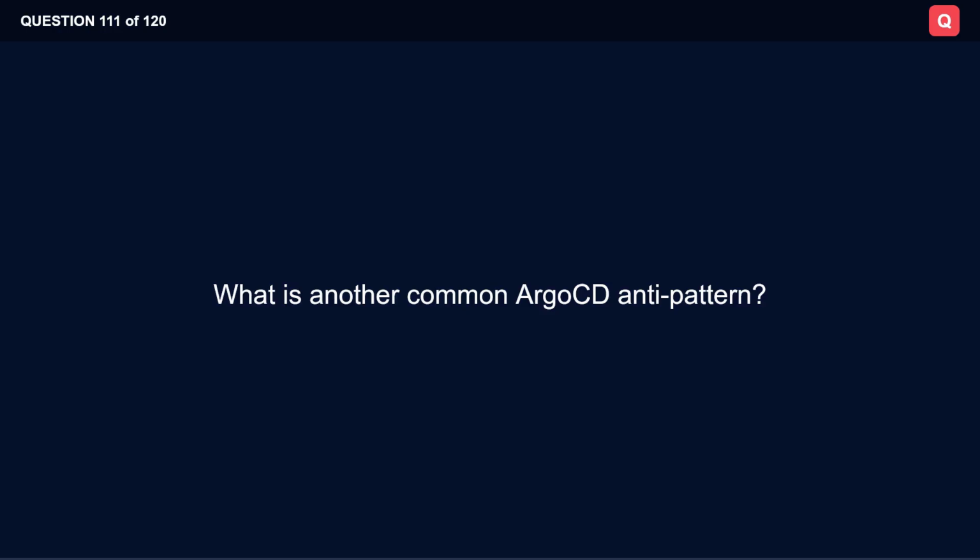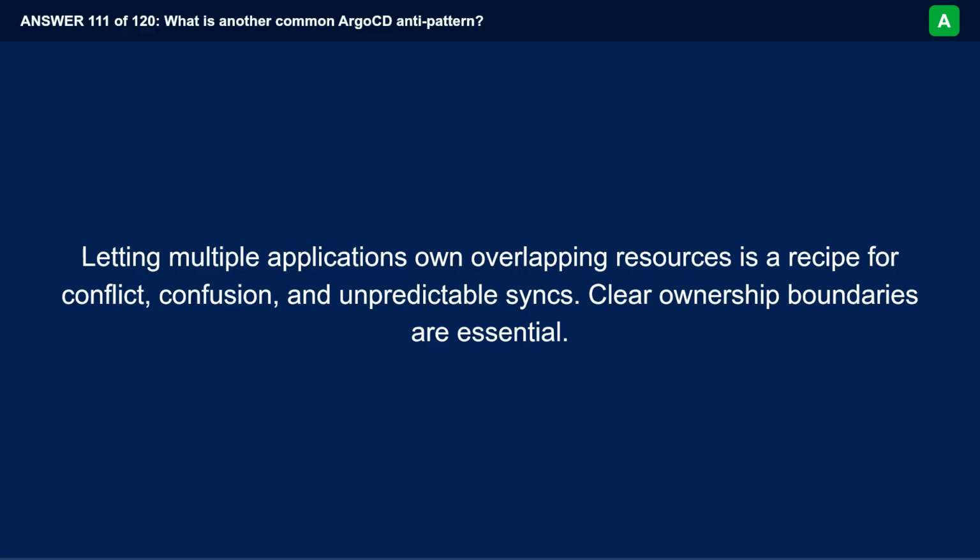What is another common ArgoCD anti-pattern? Letting multiple applications own overlapping resources is a recipe for conflict, confusion, and unpredictable syncs. Clear ownership boundaries are essential.